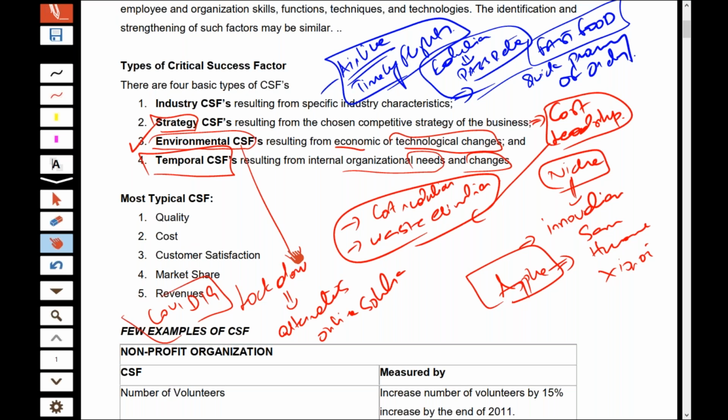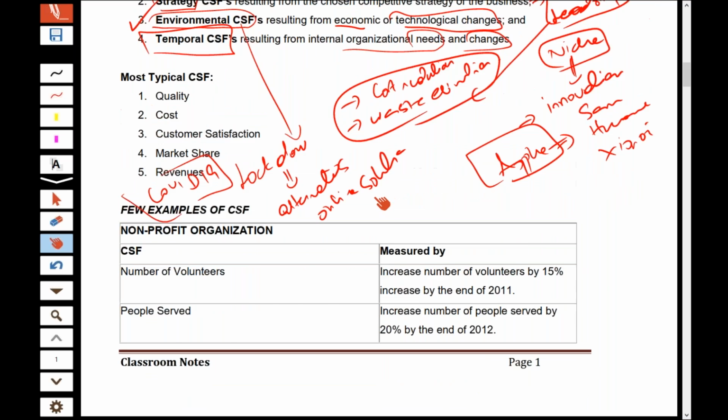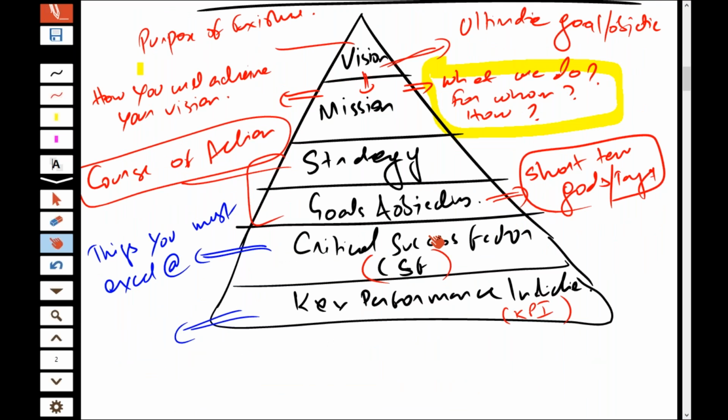Okay, let's move a bit forward. So I've told you people that when it comes to an organization, this is how the performance measurement operates. Now, when we are measuring the performance, we need to know what the critical success factors of the organization are, because these critical success factors would ultimately lead to achievement of vision. These critical success factors would lead to fulfillment of the mission.